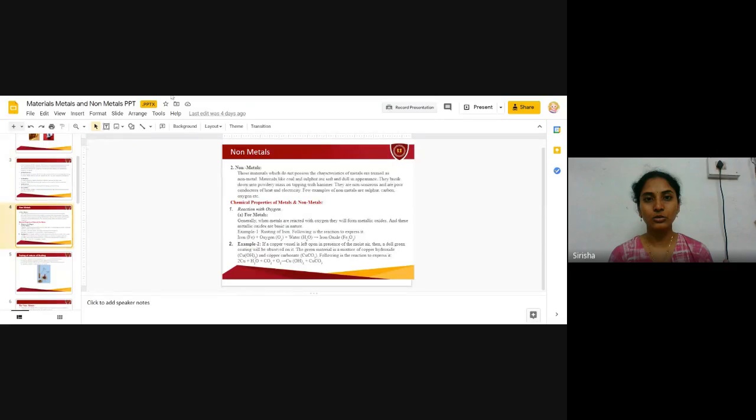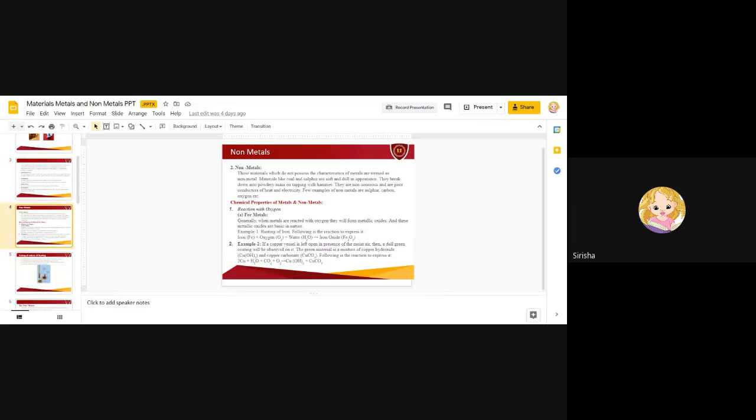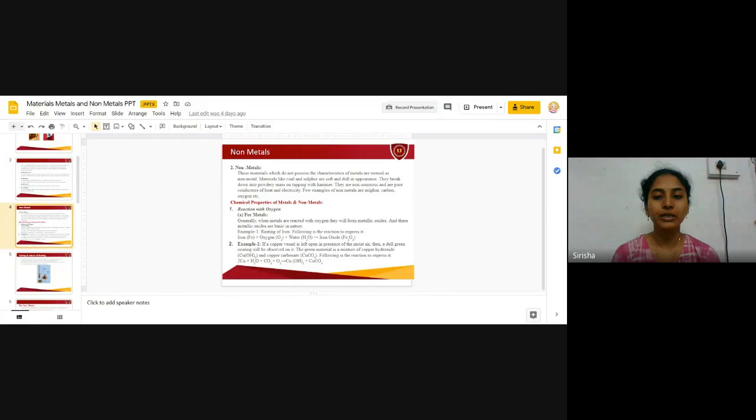If you take non-metals, these non-metals will not have any such characters. Malleability will not be there, they cannot be drawn into sheets. Ductility will not be there, they cannot be drawn into wires. They are not sonorous, they do not produce any sound. They are not lustrous. They do not shine at all. They do not conduct any electricity or heat. So, inversely, it is the opposite, in contrast to metals.